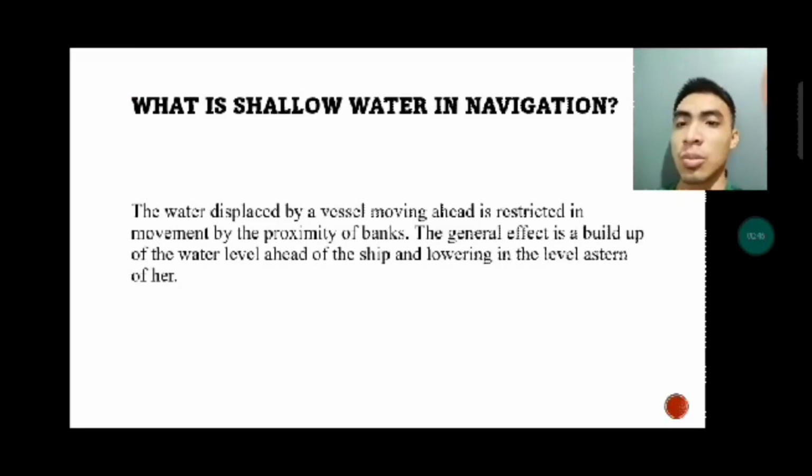What is shallow water in navigation? The water displaced by a vessel moving ahead is restricted in movement by the proximity of banks. The general effect is a build-up of the water level ahead of the ship and a lowering of the level astern of her.